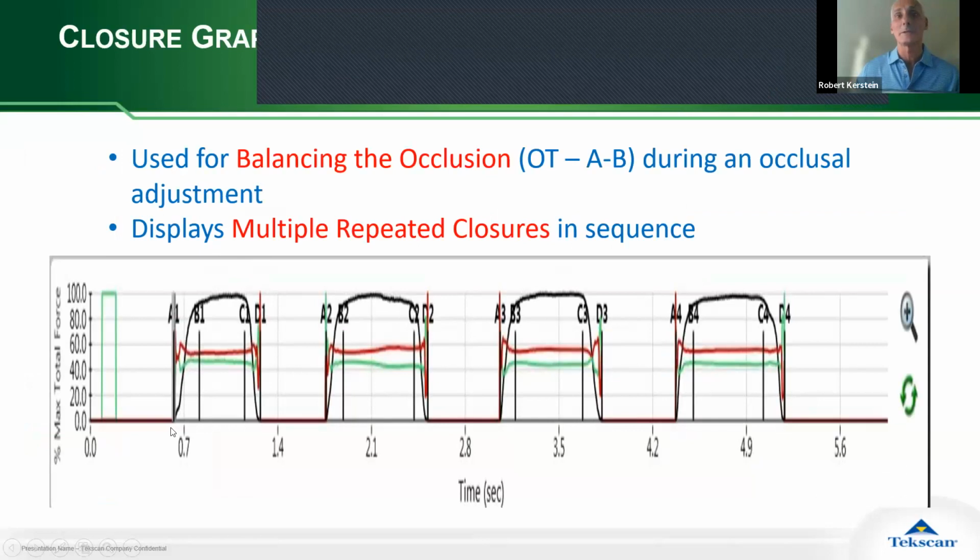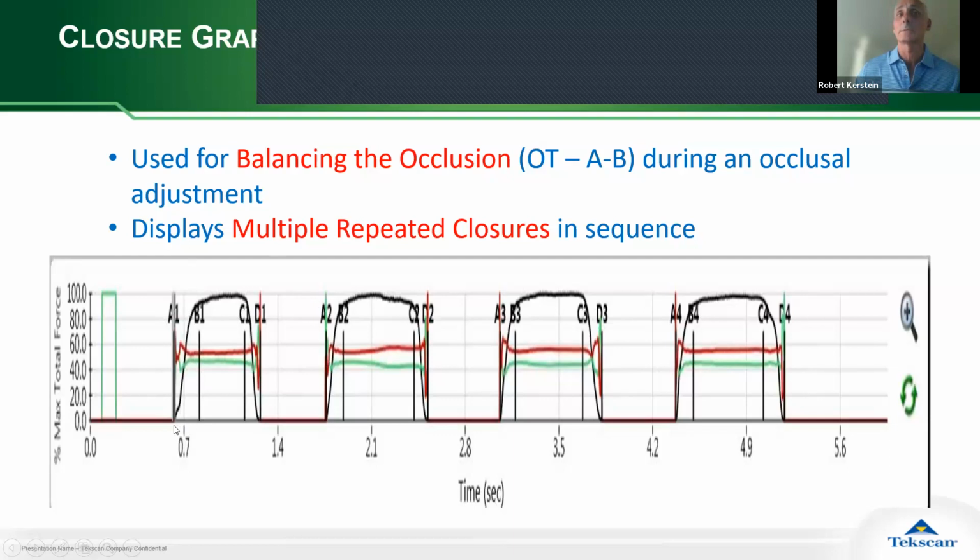Closure graphs involve the patient biting down, remember the black line is total force, and we'll go into the lines in detail, and holding their teeth together in MIP and then opening. And then they do the same thing again. And in this case, the person did it 4 times. And you can see consistency in the closure graph. And the reason it's only a closure graph is the patient bites, holds, and opens. That's all they do. And this is an important graph. It's used to balance the bite.